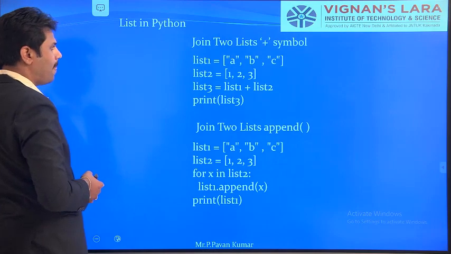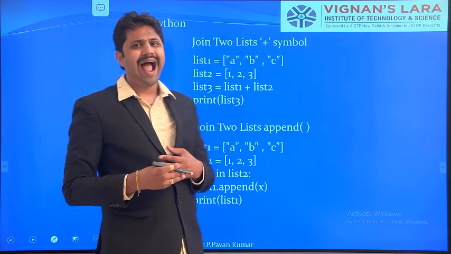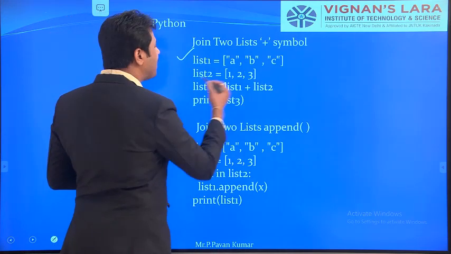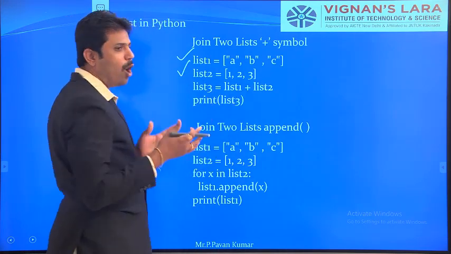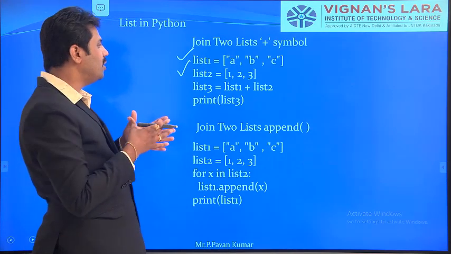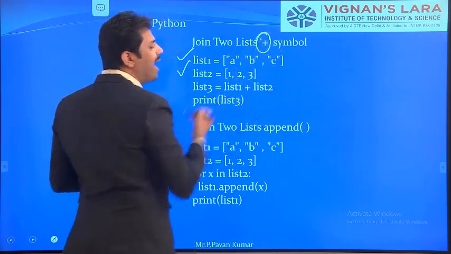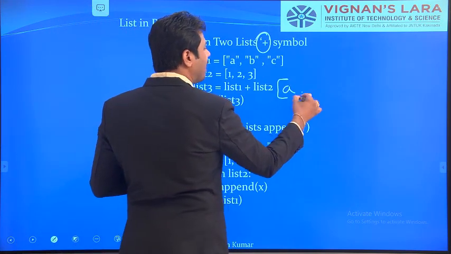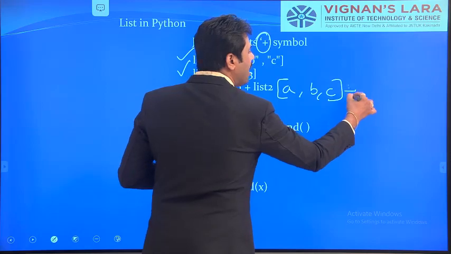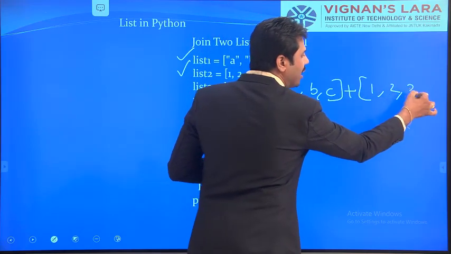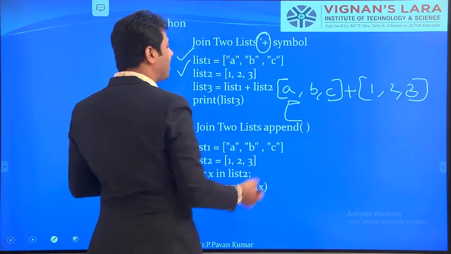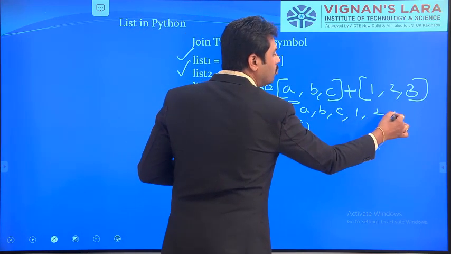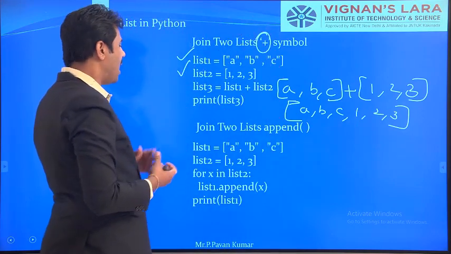Next, I want to add two lists. That means list 1 is ABC, list 2 is 1, 2, 3. I want to add the items of these two lists. I simply use the concatenation operator plus. List 1, ABC, is concatenated with another list, 1, 2, 3. A new list is going to be created which contains both values, ABC 1, 2, 3, like this. Next, join.